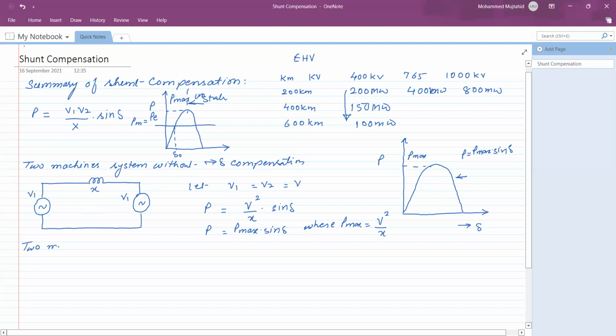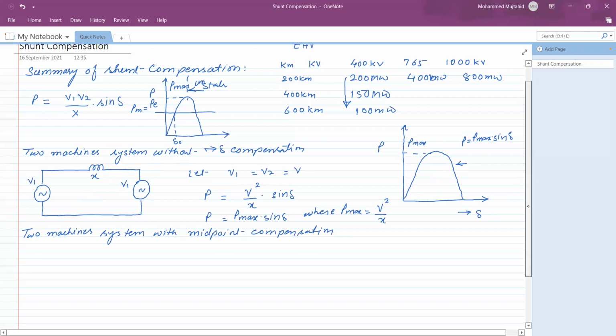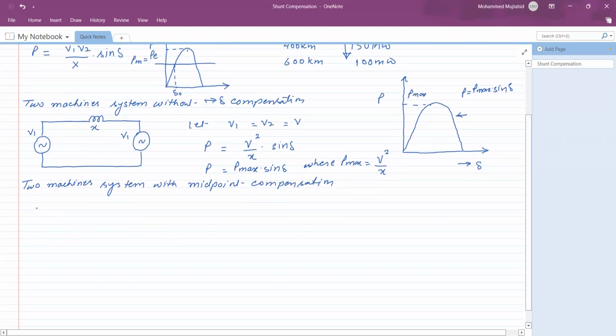Two machine system with midpoint compensation. We are using ideal compensation, and it is mounted at the center of the transmission line. So at the center of the transmission line, this is the reactance, which has two parts. The same reactance is there. Same assumptions are there. V1, V2.